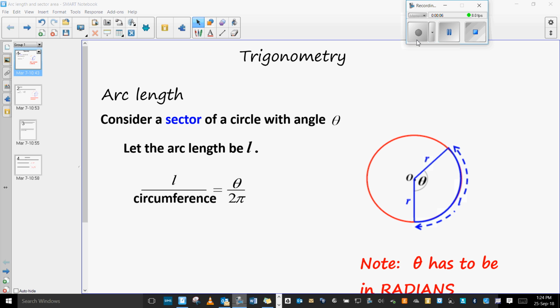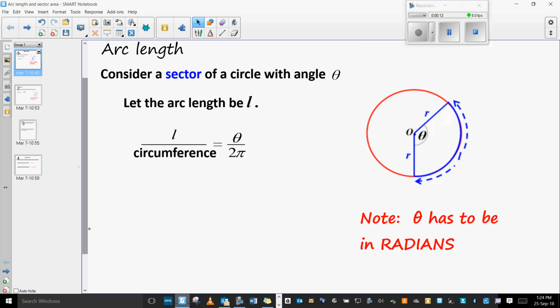Arc length. This is a very straightforward formula. The only thing you have to remember is that the value of the angle they give you has to be in radians. So the angle has to be a radian measure. That's all you have to know. If they've given it to you in degree form, you need to change it to a radian measure to be able to use this formula.